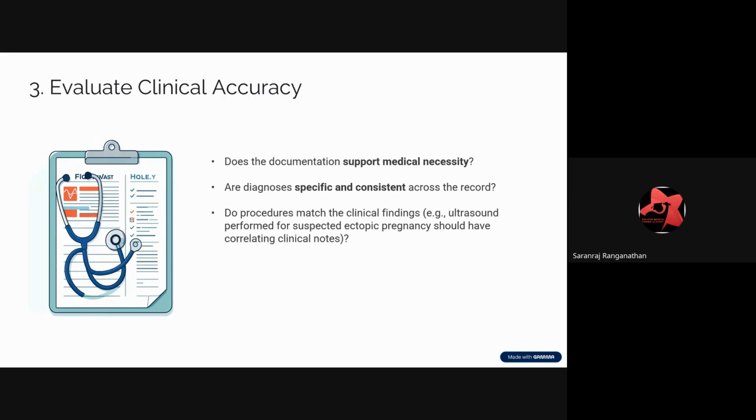So this is like a flow chart where the documentation should be very clear and supporting the medical necessity, or the specific diagnoses are consistent across the record. All of this we need to verify. Does the documentation report medical necessity, or diagnosis specific and consistent across the record? Do the procedures match the clinical findings, like an ultrasound performed for a suspected ectopic pregnancy should have been clinically noted. So for the condition the patient came for, the procedure should have been performed and the clinical evaluation should have been done. That is very, very mandatory.